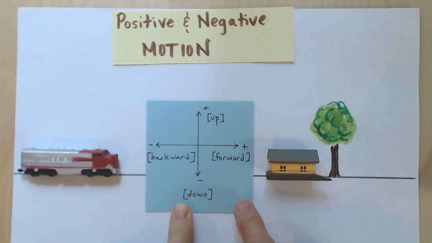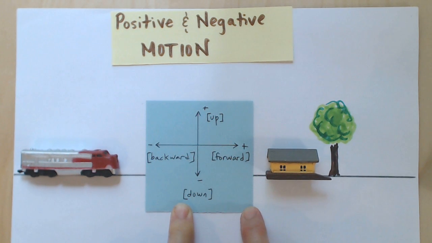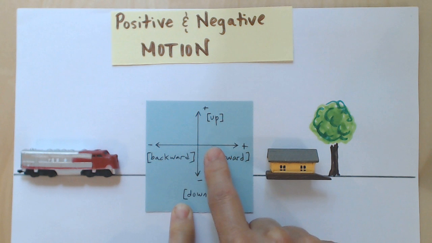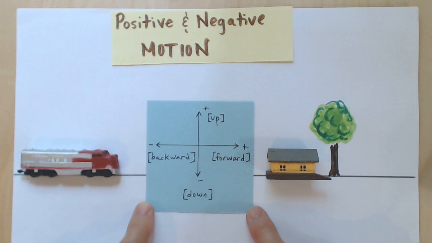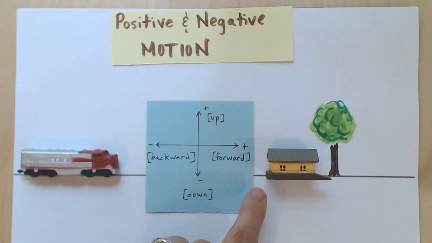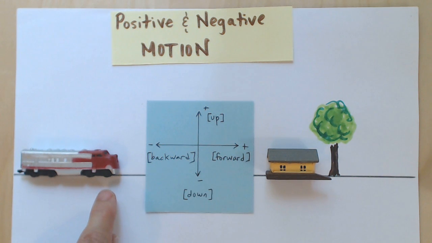And also we'll define vertical motion just in case any ever occurs. We'll say that up is positive and down is negative. So we've defined horizontal and vertical motion with respect to the train station, and so this train now we might say is to the left of the origin.